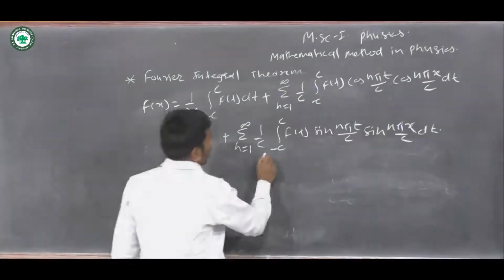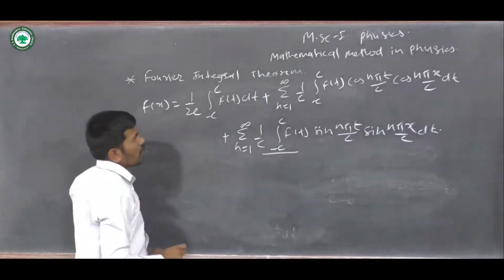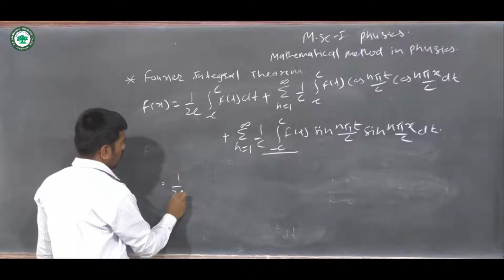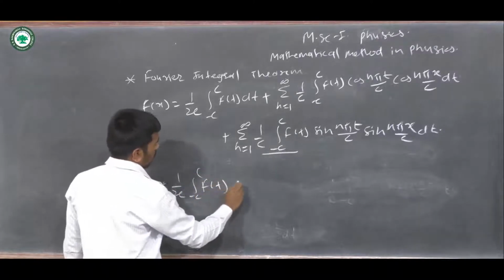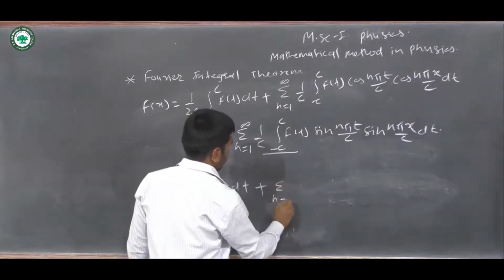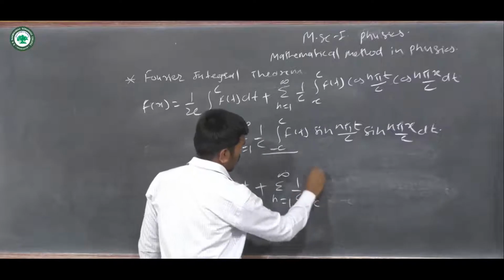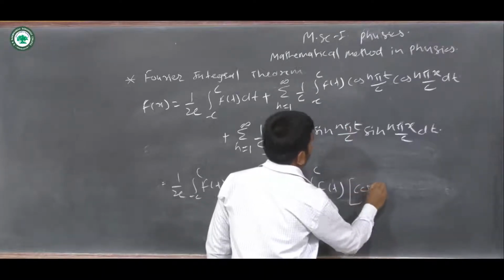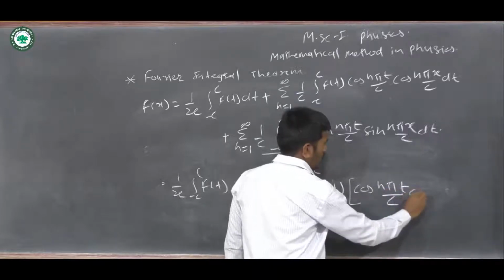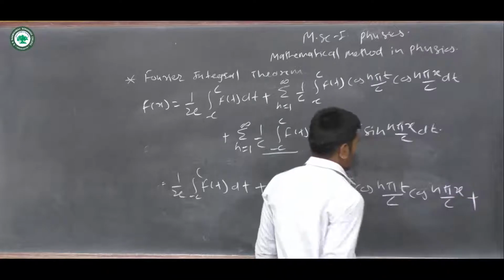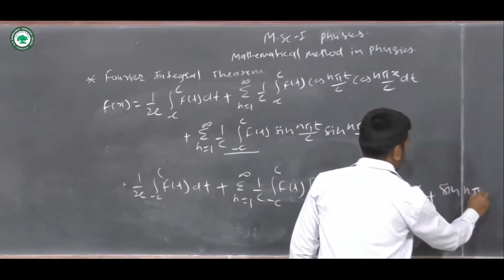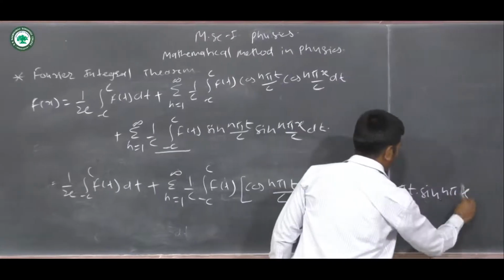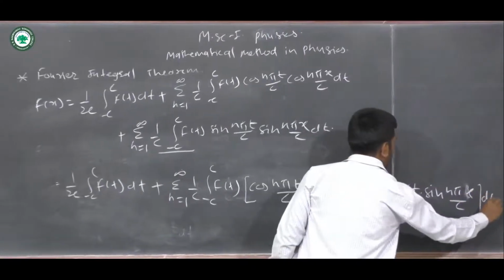Now take out this 1 over c, integration from minus c to plus c, f of t is common, so it is 1 over 2c, integration from minus c to plus c of f of t into cos n pi t divided by c, cos n pi x over c, plus sin n pi t over c into sin n pi x over c, into dt.